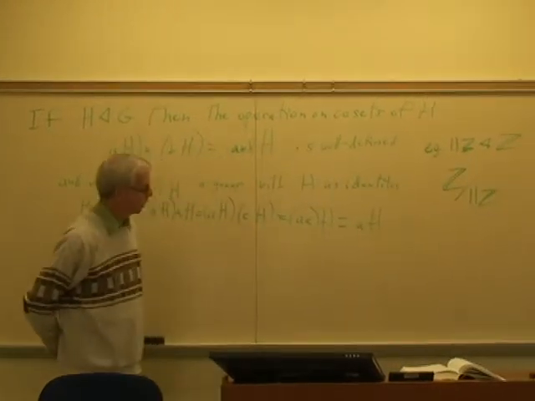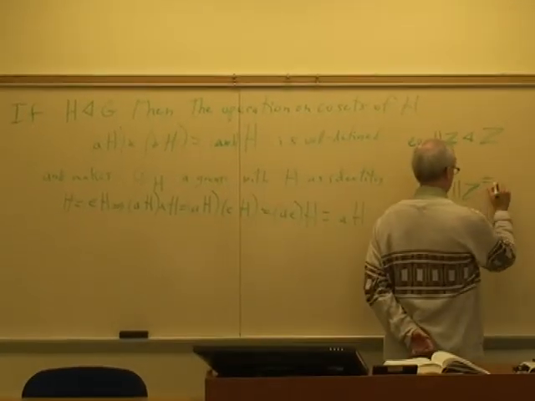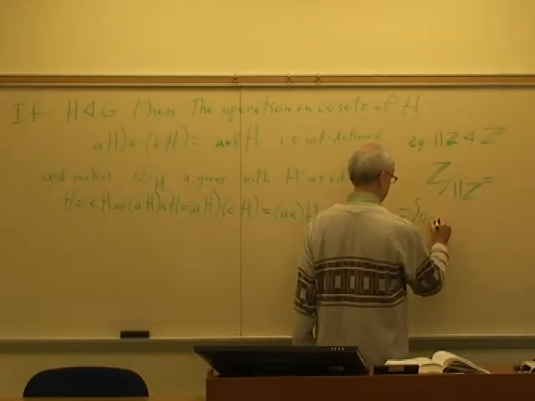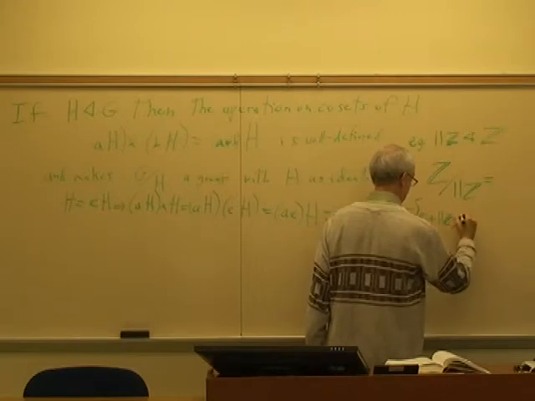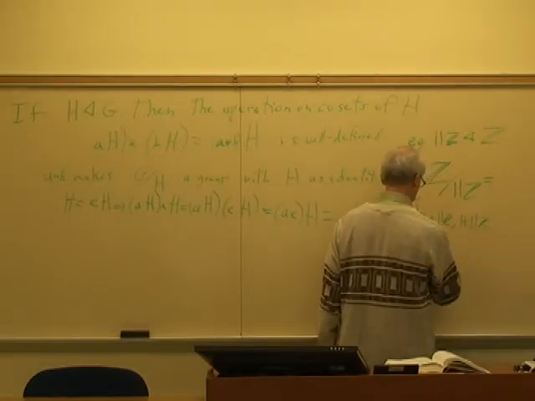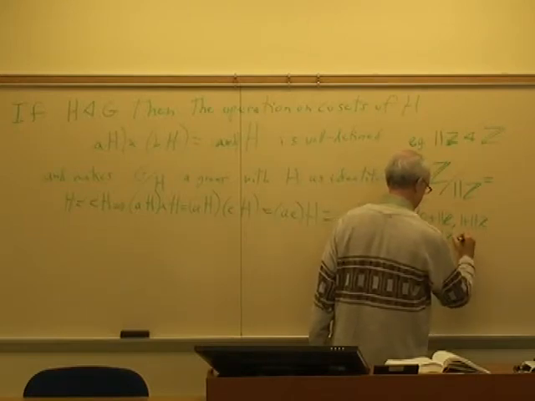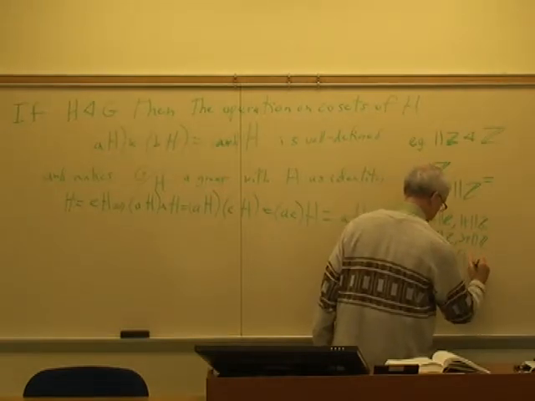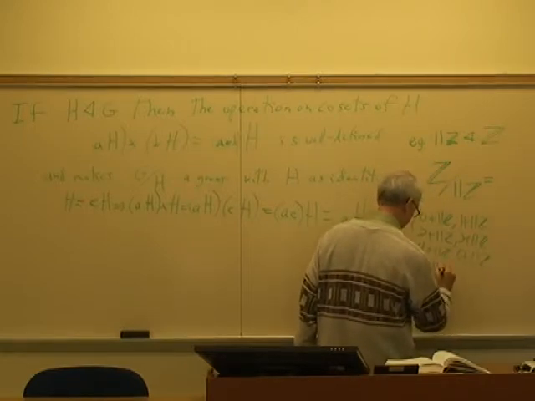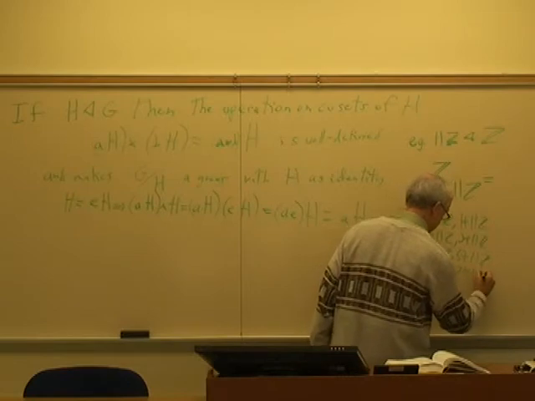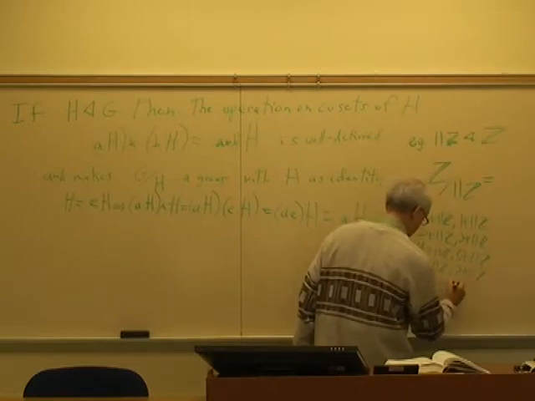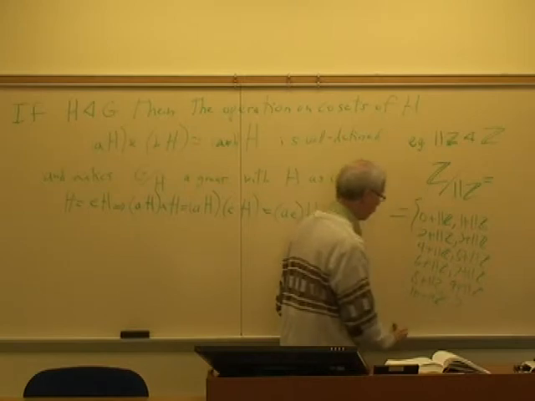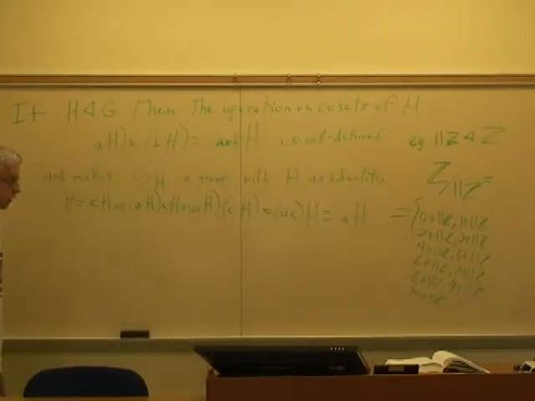And so if I form this set of elements, the cosets of 11Z, well, what would they be? It would simply be the set here: 0 plus 11Z, 1 plus 11Z, 2 plus 11Z, 3 plus 11Z, 4 plus 11Z, 5 plus 11Z, 6 plus 11Z, 7 plus 11Z, 8 plus 11Z, 9 plus 11Z, and 10 plus 11Z. There's the 11 elements, 11 cosets.